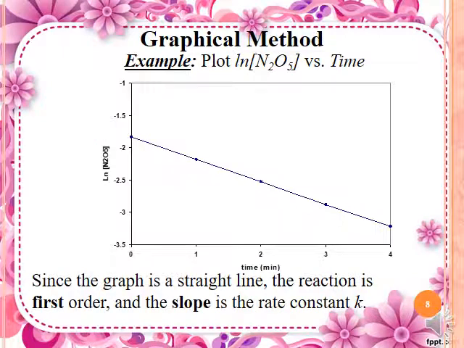So this is the example of the plot based on the previous data just now for the direct integration method. So the concentration of the nitrogen pentoxide, you ln it first, because it's first order, versus t, and you get a straight line here. So it obeys the first order, because the plot is a straight line, and the slope of this straight line will give you the rate constant k.